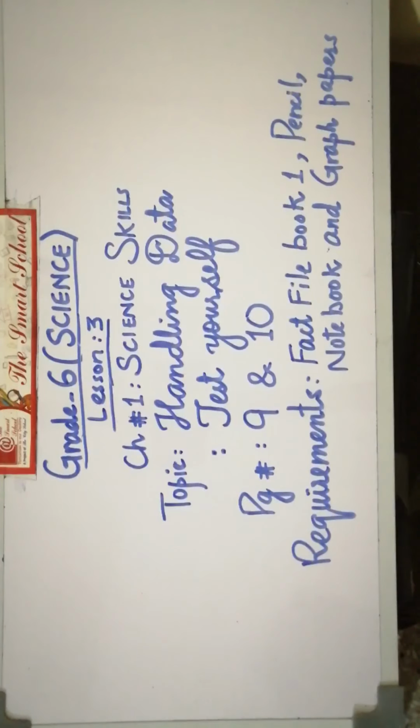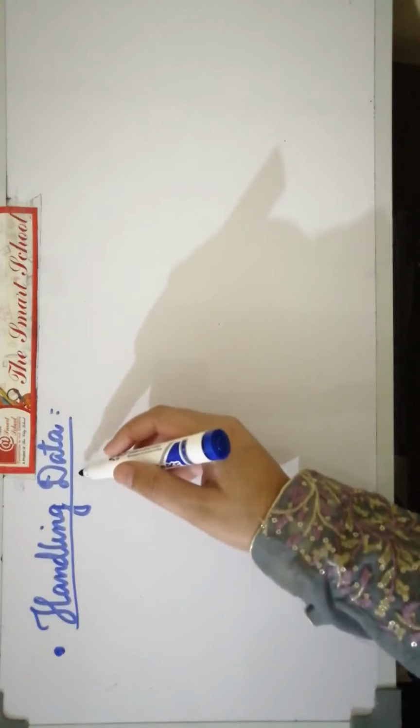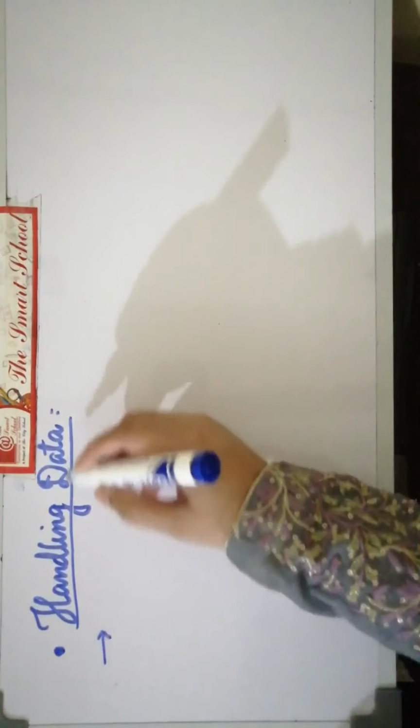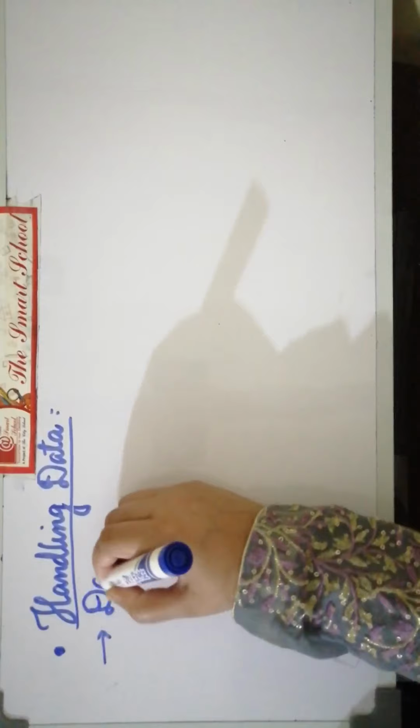What are the requirements for this? You need Fact File Book 1, that is your textbook, pencils, a rough notebook, and graph paper must be with you. So today's topic is handling data, in which we first discuss what data is.